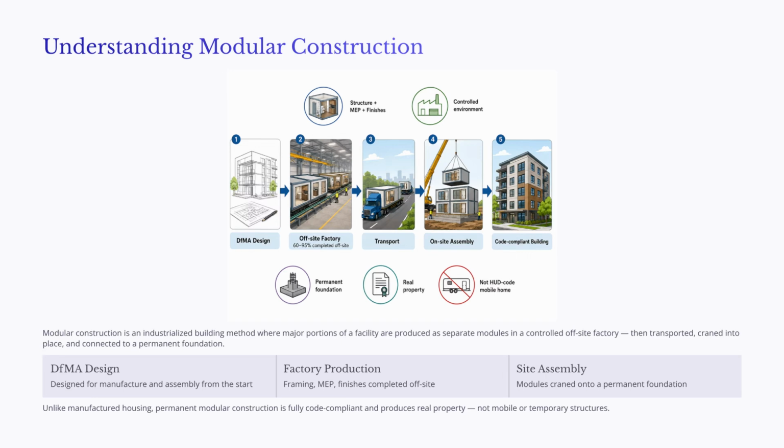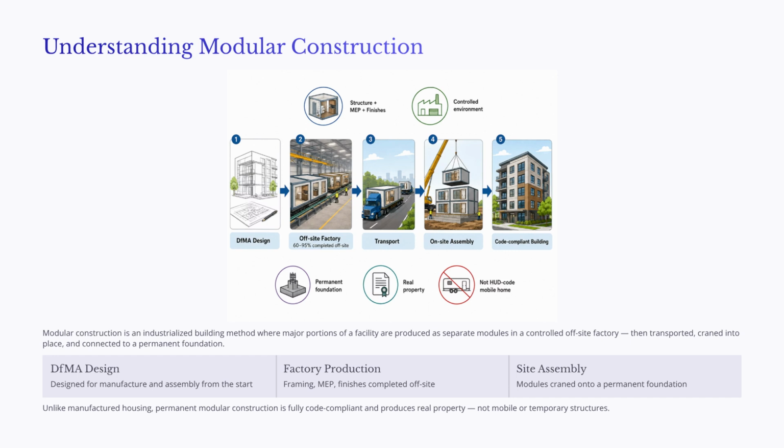We are going to begin by defining what modular construction actually means. Modular construction is an industrialized building method in which major portions of a facility are produced as separate modules in a controlled off-site factory. These modules are then transported to the project site, lifted into place by crane, and connected to a permanent foundation. The important point here is that modular construction is not simply building boxes in a factory. It is a planned construction delivery method that changes where much of the work takes place.